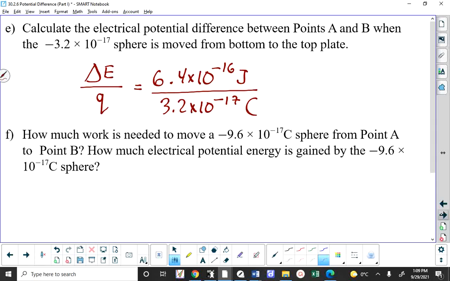Does anybody get 20? So the potential difference between A and B when that charge is moved from A to B is 20 joules per coulomb. Okay. So this next question is kind of tricky.